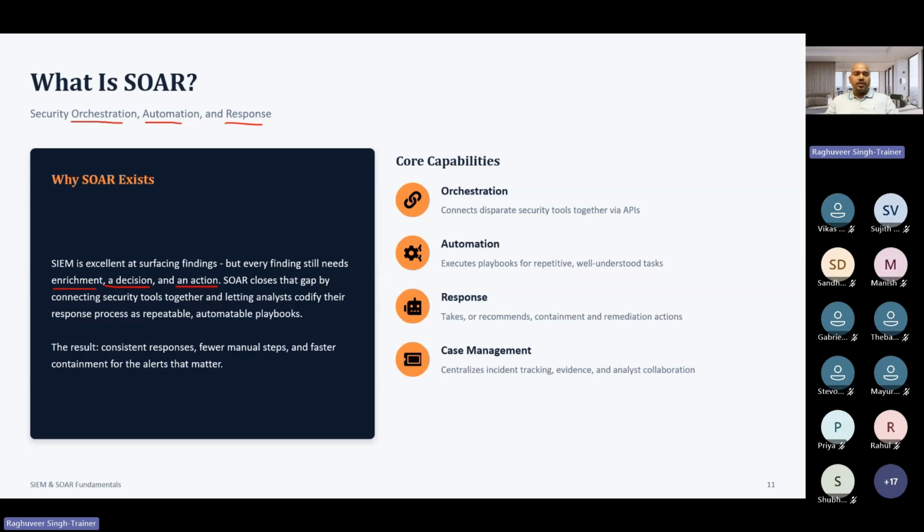There has been a phishing attempt that has been detected in your environment. So what will SIEM do? SIEM will detect that phishing email. That's what SIEM will do. Now, where exactly does SOAR come into the picture?